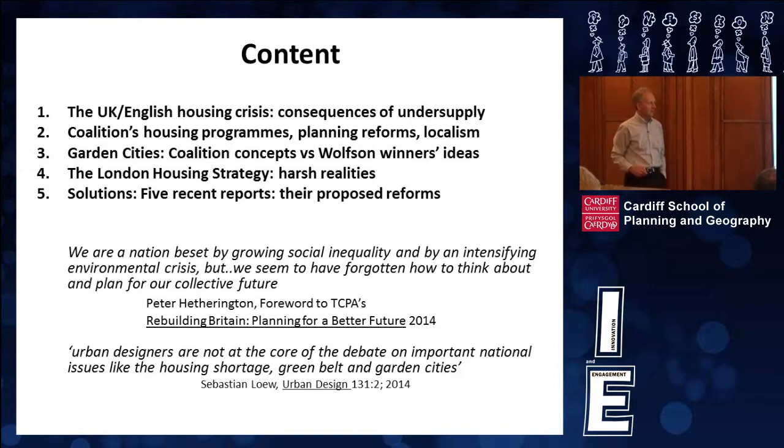So I'm going to cover five things. The English housing crisis, not the UK, the English housing crisis, the consequences of undersupply, the coalition's housing programs, planning reforms, and the whole thrust of localism, that's the planning bit, the Garden Cities concept, and the way the coalition has put that forward as a possible solution, and particularly the Wolfson winners, because these Wolfson winner documents, which are on the website, are fantastic documentary evidence and really, really good for students. I really recommend those as something to look at in detail.